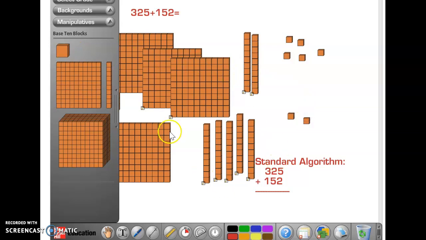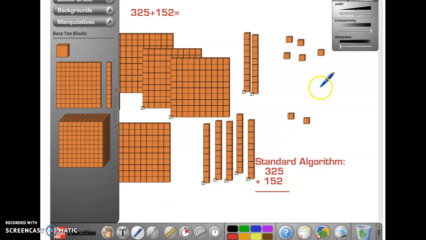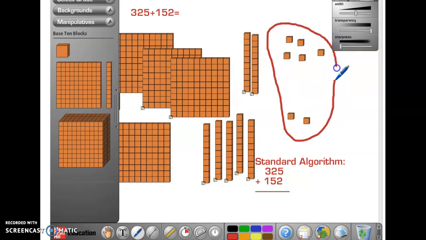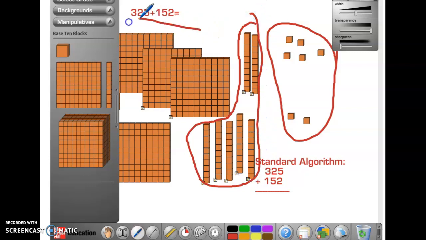All right, so what I'm going to do now is I'm going to add my ones first. Here are my ones. I'm going to group my like place value together. And then let's group my tens together. And then finally, we're going to group our hundreds together.